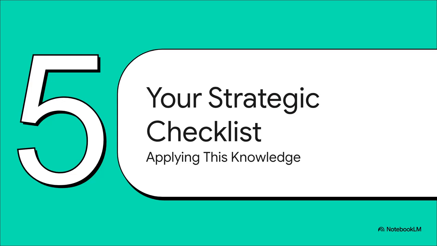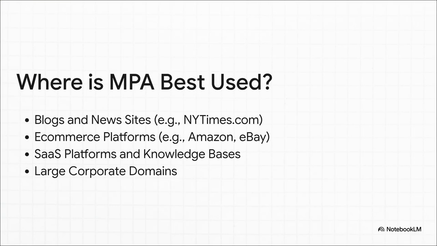Okay, let's tie all this together. How do you actually figure out what's right for your project? Here's a quick and easy strategic guide to help you out. Look, for any site where the individual pieces of content are your product, the MPA is the undisputed champion. I mean, think about it. Every single blog post, every news article, every product page, every help document, each one is a brand new doorway for a customer to find you through search. You want as many of those doorways as you can possibly get.